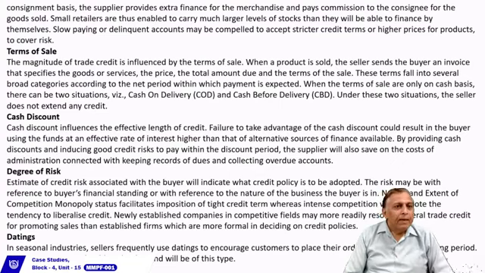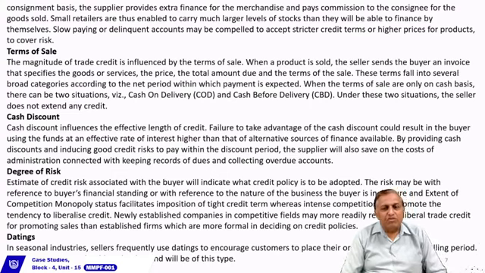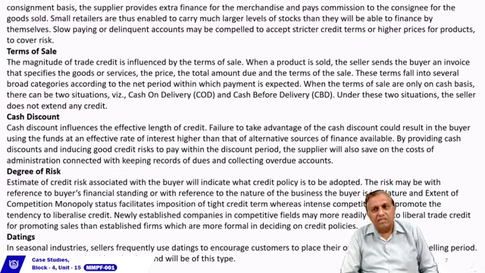Terms of sale. The magnitude of trade credit is influenced by the terms of sale. When the product is sold, the seller sends the buyer an invoice that specifies the goods or services, the price and the total amount due, and the terms of the sale. These terms fall into several broad categories according to the net period within which payment is expected. What could be the situation then? When the terms of sale are only on cash basis, there could be only two situations. One is cash on delivery, the other one is cash before delivery. Under these two situations, the seller does not extend any credit because the terms are cash.